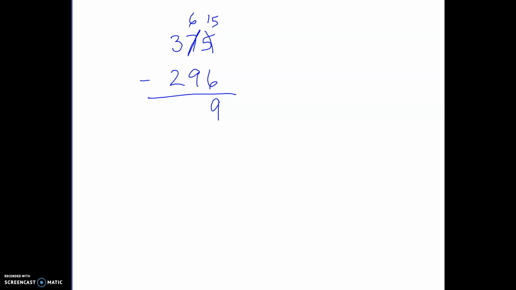Okay? So now let's go to our tens place. I've got 6 minus 9. Can I do that? Is 60 greater than 90? No, it's not. So I need to trade again.